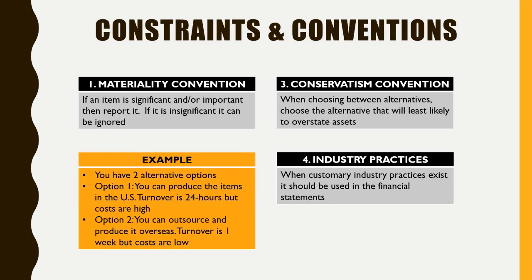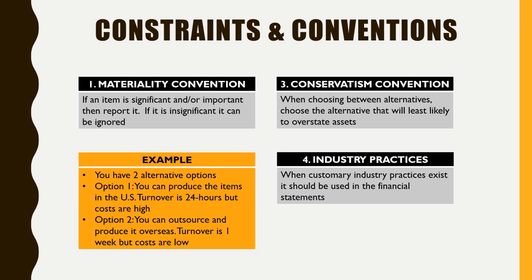So for example, if you have two alternatives, let's say you're a t-shirt company. You have an alternative, number one, to produce the shirts here in the United States, and the benefit is that you can get those shirts in 24 hours and you can sell them right away. However, a bad thing is that it's going to be super expensive. It's going to cost a lot.